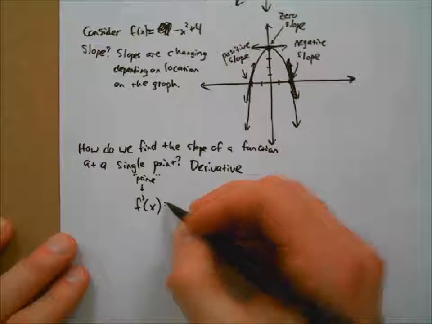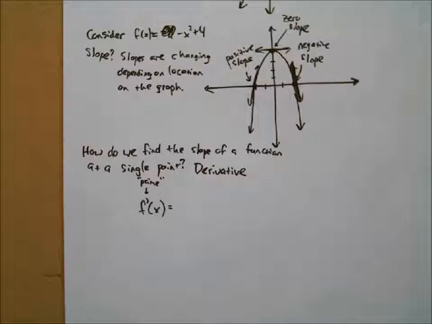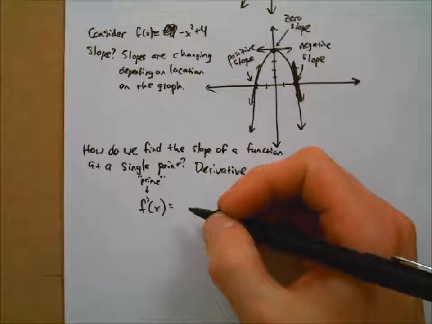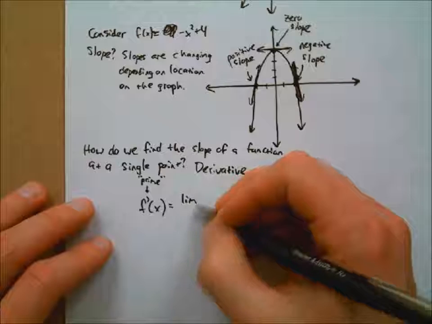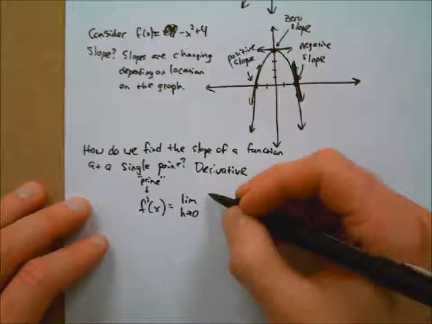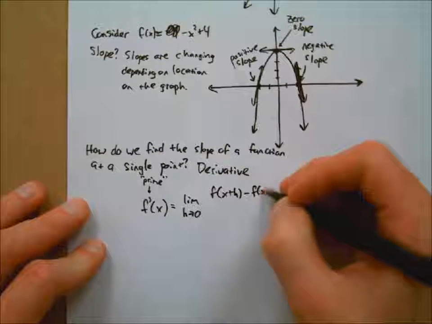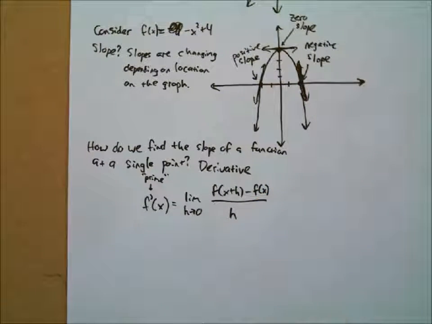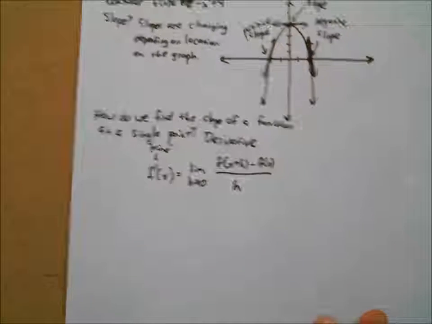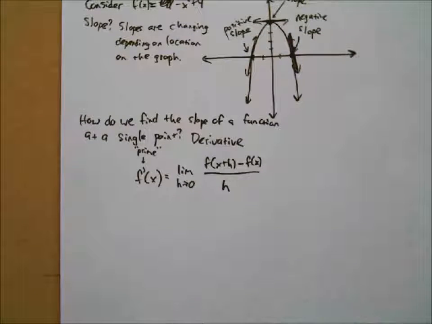The way we find the derivative of a function f, which is f prime of x, is we take the limit as h approaches 0 of f of x plus h minus f of x all over h. It's our old friend, the difference quotient, but now with a limit in front of it.